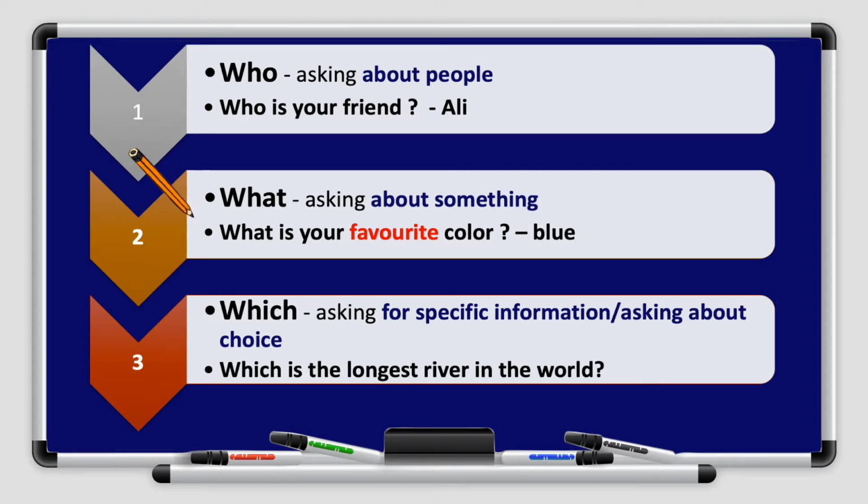What is used when we want to ask about something. What is your favorite color? Here we need to know new information about your favorite color. Let's move to which. Which is asking about specific information or asking about choice. Which is the longest river in the world?